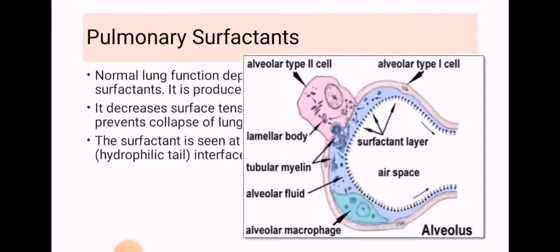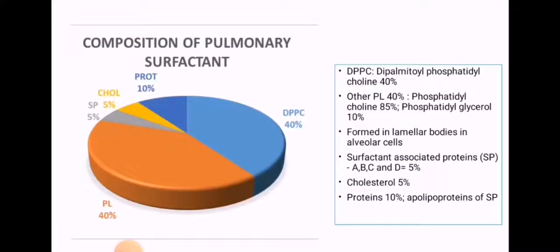The surfactant is seen at the air-water interface of the alveolus, with the hydrophobic tail towards the air and the hydrophilic head towards the water. In this diagram you can see the alveolar cells of type 1 and type 2, and the air-water surfactant layer spreading all over the alveolar lining, and you can see other parts of the alveolus. This alveolus is small and spherical, and can easily collapse. This collapsibility is prevented by the action of the surfactants.